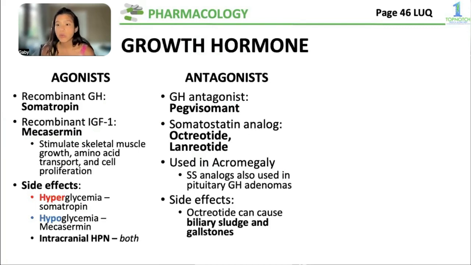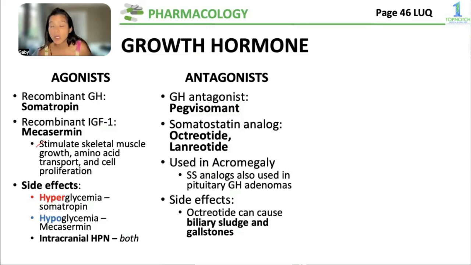Next, we have your growth hormone. Remember your growth hormone, the other name for growth hormone is somatotropin. So the agonists for growth hormone are either somatropin, which is a recombinant growth hormone, or we give recombinant insulin-like growth factor 1 called mecasermin. So both of these will stimulate skeletal muscle growth, amino acid transportation, and cell proliferation. They can be given in patients who have growth hormone deficiency.